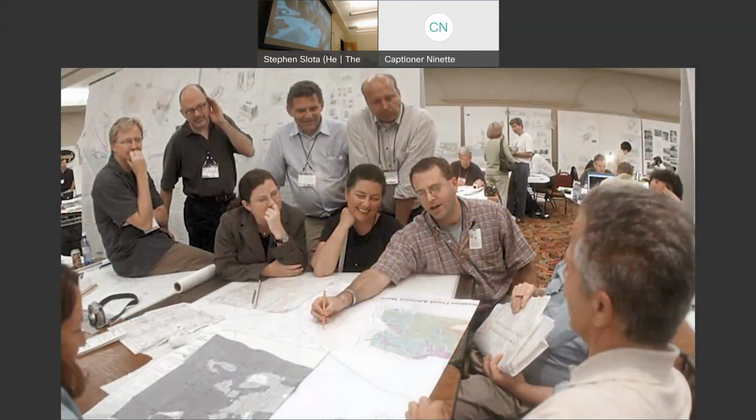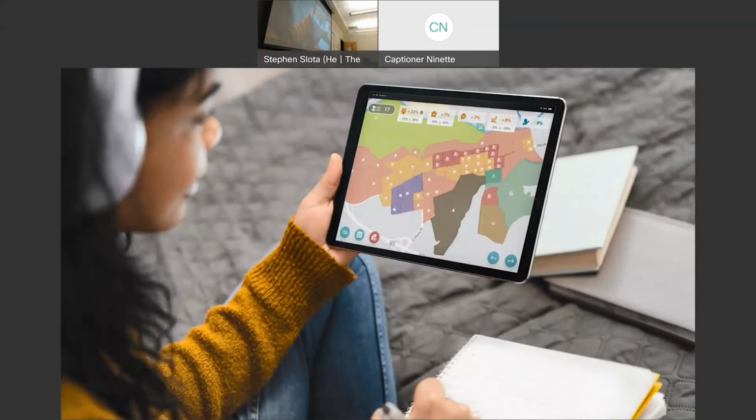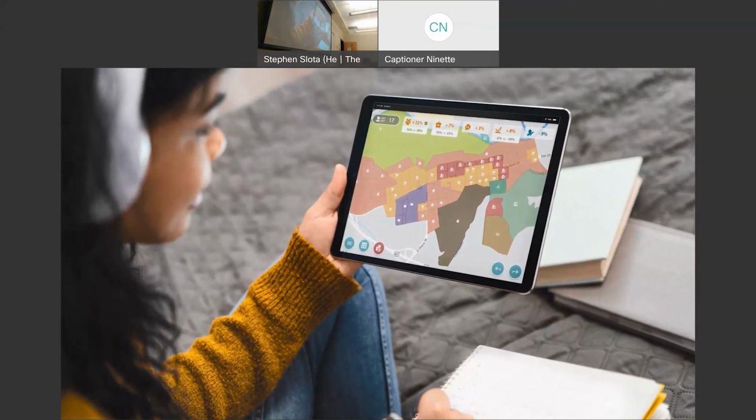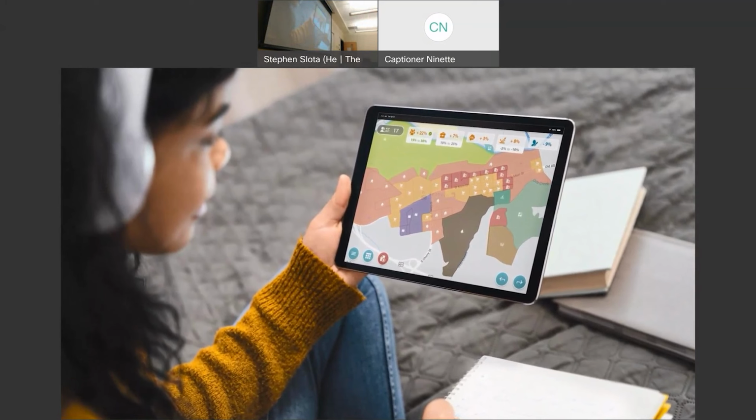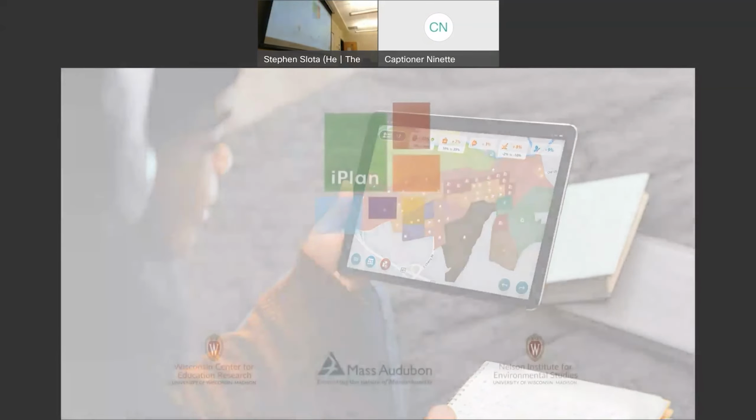iPlan brings real-world planning practices to mobile devices, allowing players to solve complex land use problems in their own neighborhoods or anywhere in the contiguous United States.